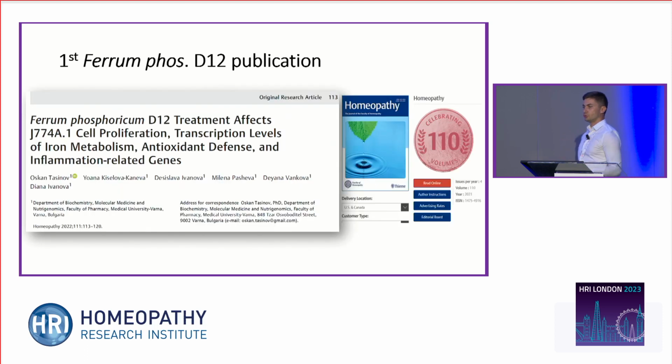At the end of the introduction, I want to share the paper we published in 2022 in the Homeopathy journal. This is the previous study, based on the same idea. We tested the effect of ferrum phosphoricum D12 on cell proliferation and transcription of the same set of genes, but in non-stimulated macrophages. Once we saw that there is an effect on gene expression even in normal macrophages, without putting them in conditions of inflammation, we got curious, and we started the second study.